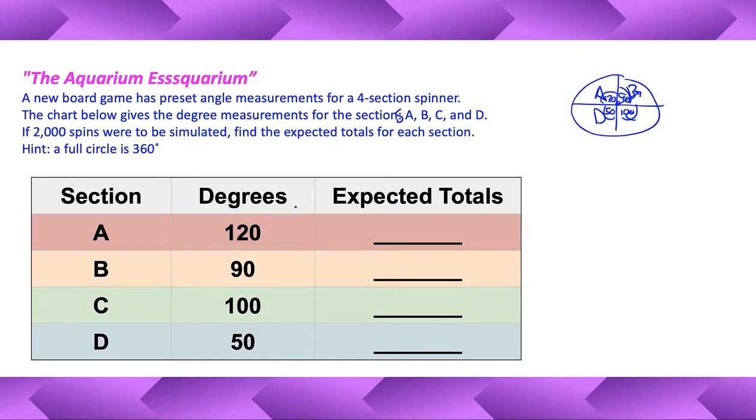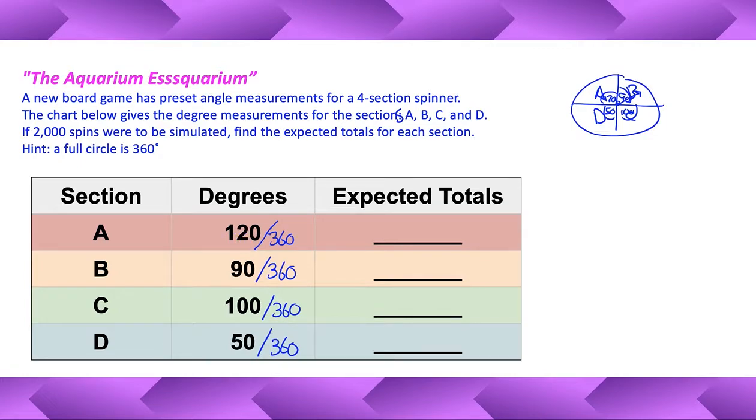Basically what's going on here, students, is they're giving you the degrees. The degrees in terms of a full circle is like the slice. So you're getting 120 degrees of the 360. You're getting 90 of the 360. You're getting 100 of the 360. You're getting 50 of the 360. So one thing you could do is change these into decimals and then take the decimals times 2,000, or you can just straight up use these or even reduce them.